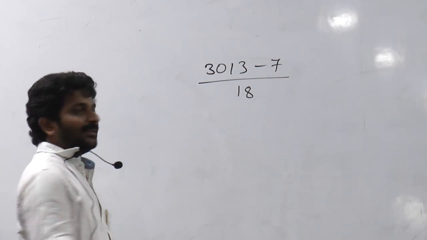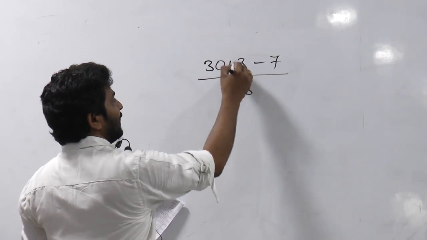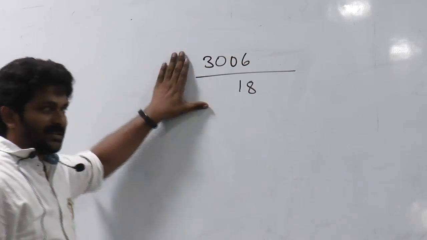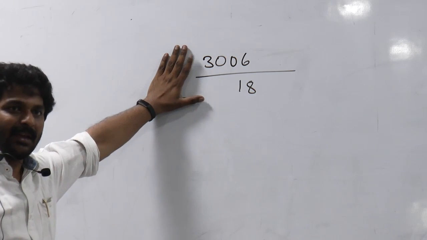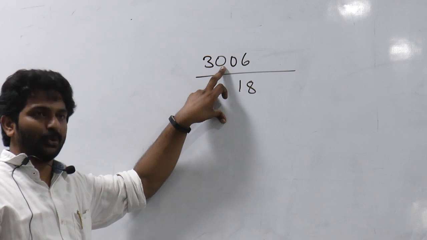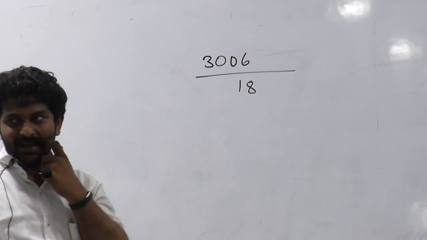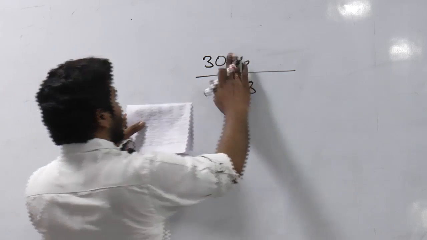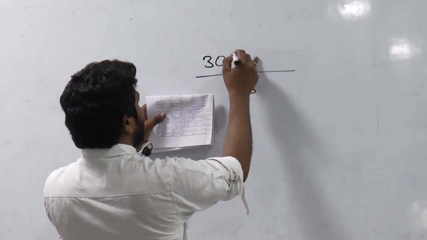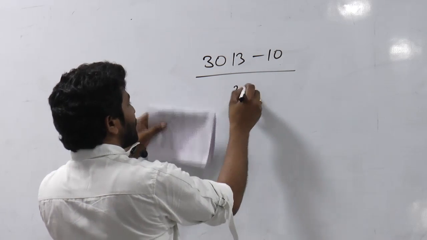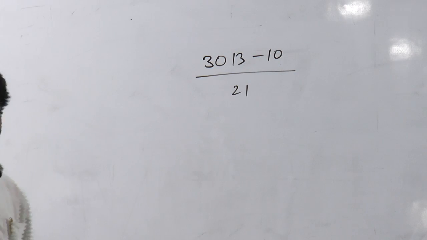Subtract 10, add 3. Subtract 10, add 3. This is divisible by 18 because this number is divisible by 9 and at the same time by 2. So this is exactly divisible by 18. Like that, you need to verify one more condition. Your number is 3013, and if you subtract 10 from this number, that should be divisible by 21.